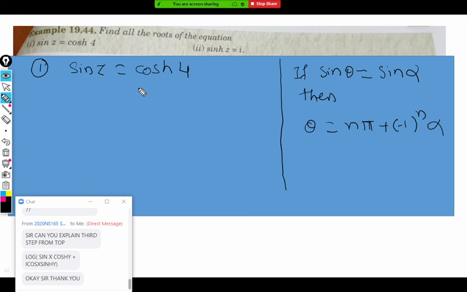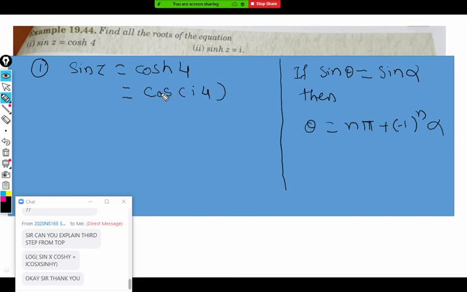Cos hyperbolic theta. I multiply. Yes, cos i theta. Then no need to multiply. Just you can write cos hyperbolic theta is cos i theta. Okay, this is a relation between hyperbolic and circular. Is it clear? Cos hyperbolic theta is cos of i theta.